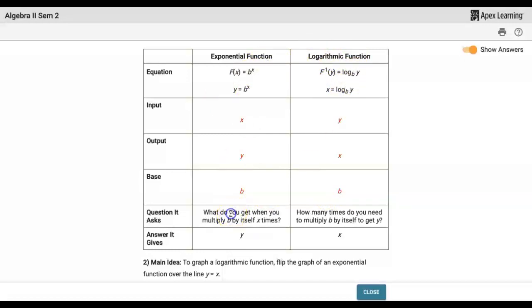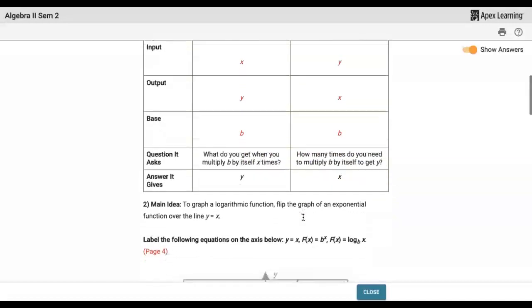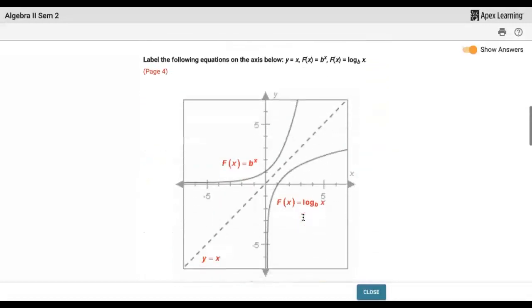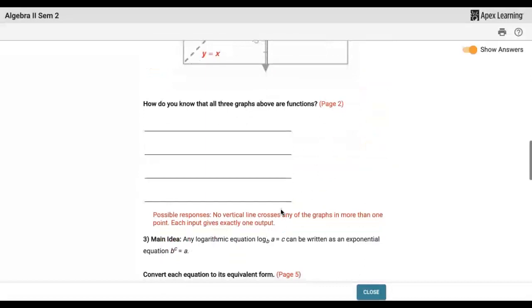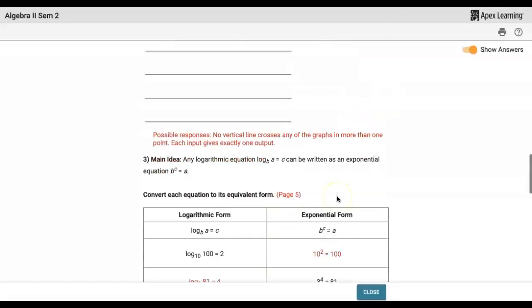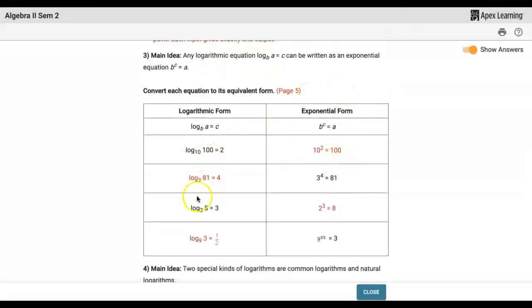They ask a little bit different questions than I do, but the question they ask is: what do you get when b is multiplied by itself x times, versus how many times do you need to multiply b by itself to get y? Those are the questions they ask to help answer it. And obviously, if this is our original function, our inverse is reflected across the line y equals x. And then converting between the equivalence forms.